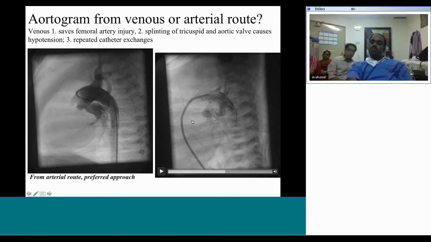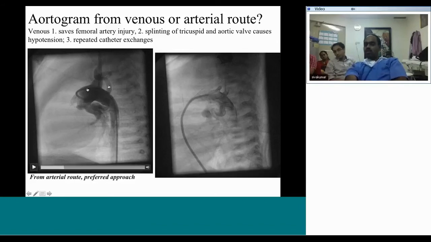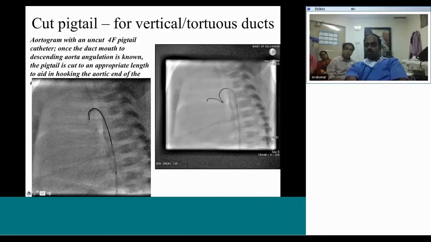People will tell you that by doing this venous angiogram, you are avoiding an arterial puncture, which is very good. It definitely saves the femoral artery injury, but it splints the tricuspid and aortic valves and causes hypotension. Also, second thing, this needs multiple catheter exchanges. First, you have to cross with some end hole catheter like a multipurpose catheter or right coronary artery, and then put in an exchange wire, then change over to a pigtail or put in a guiding catheter. So, if you want to delineate the ductal anatomy, arterial route is the preferred approach.